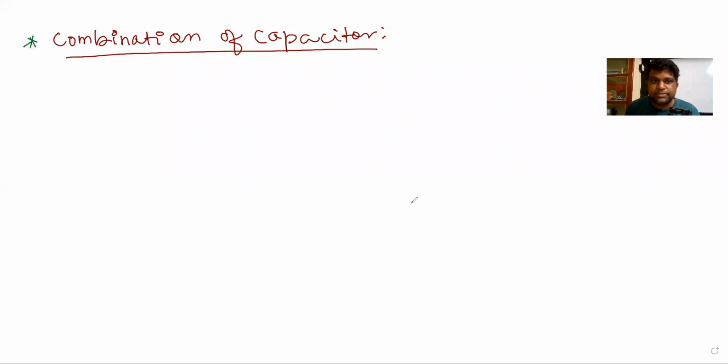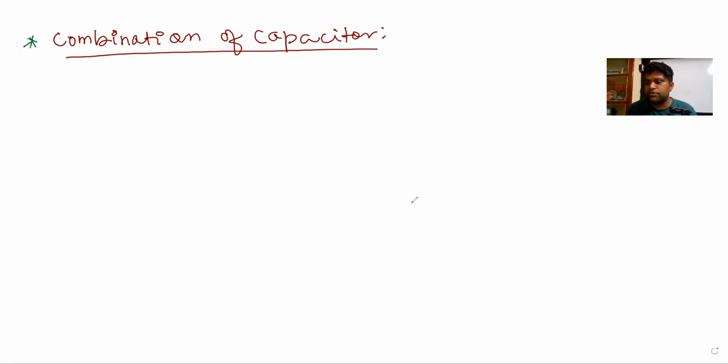Today in this video, we'll discuss the combination of capacitors. Now you know already the combination of resistors. If resistors are connected either in series or parallel, the equivalent resistance or the net resistance in the circuit you can calculate with different parallel and series combination formulas.